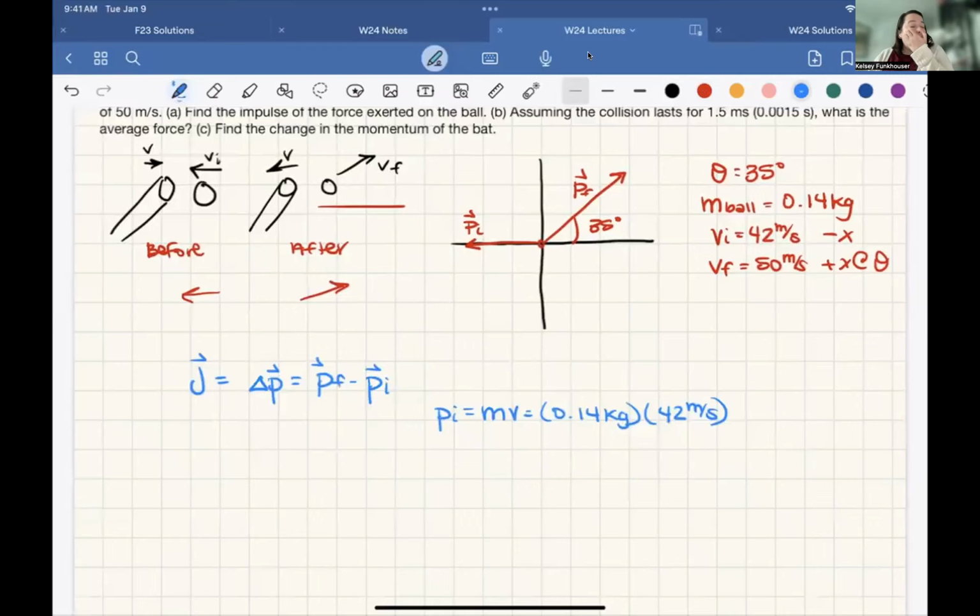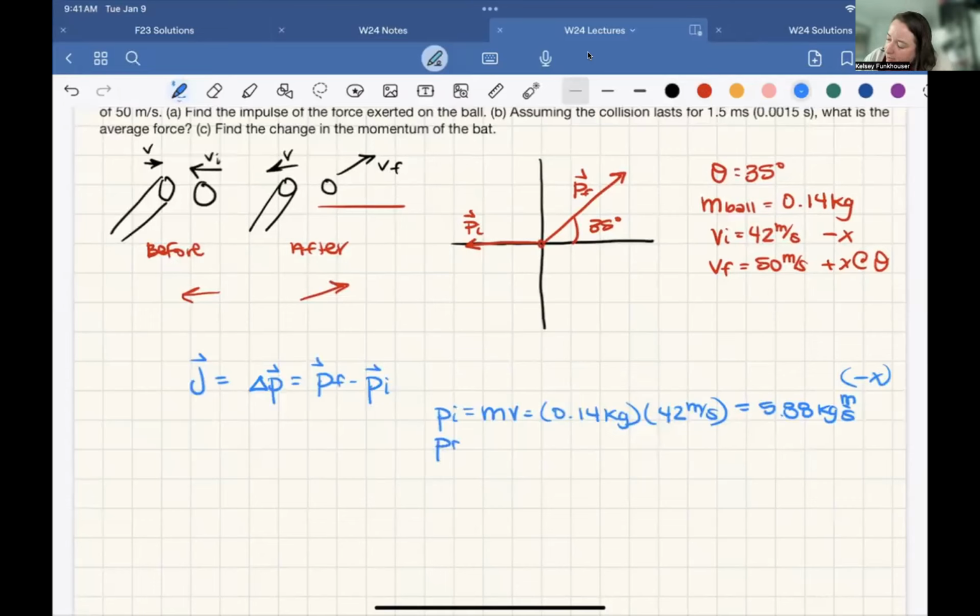A note with this one is you could plug in negative 42 there if you want. I'm going to write that it's in the negative x direction, to keep track. But if you want to plug in the negative sign there, feel free. So anyway, this is 5.88 kilogram meters per second squared in the negative x direction. And kilogram meters per second squared, that's just the units of momentum. They're not nice units. It doesn't get its own simplified units. That's what we get for it.